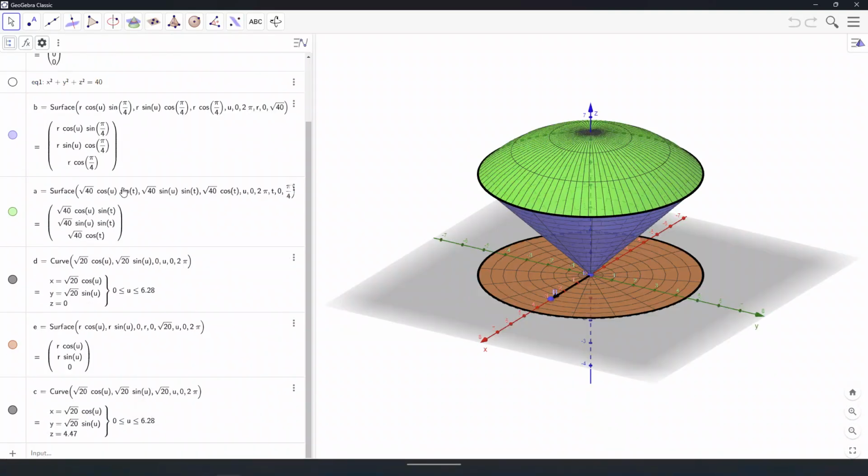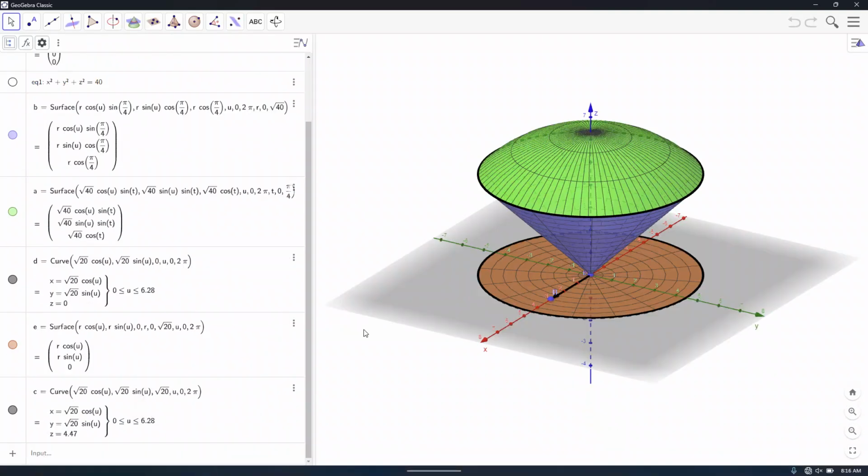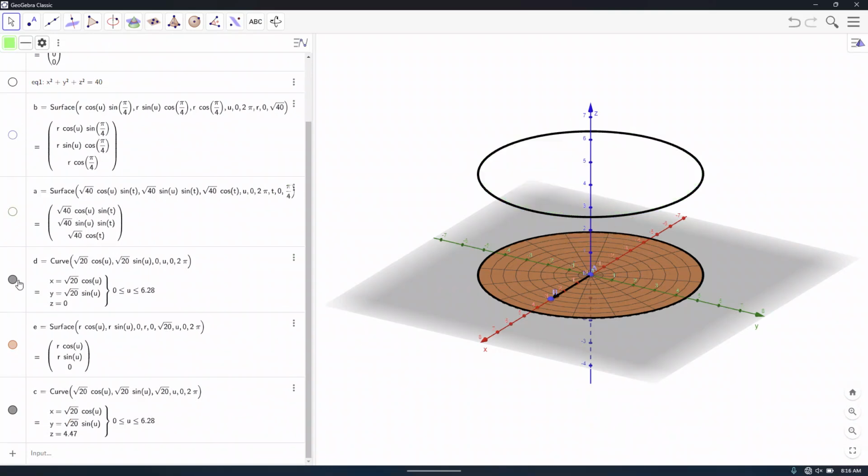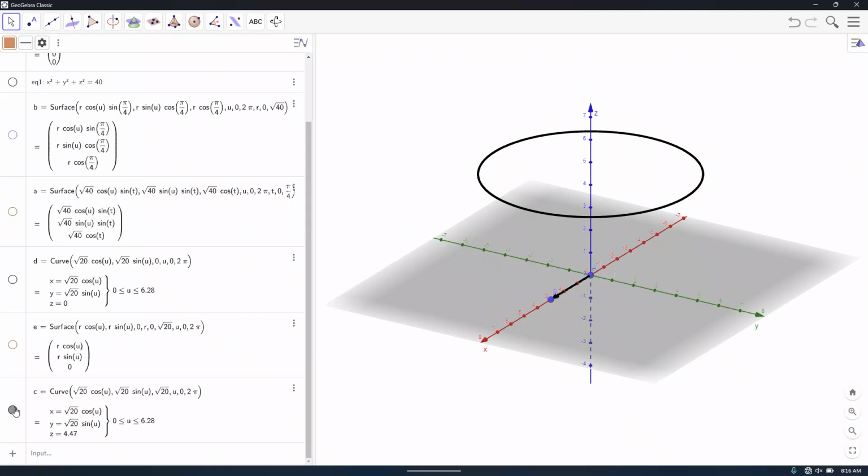Right. Hey, there you go. So this is how it's going to look. Let me see if I can turn all this off. Okay, yes. So we can see what's going on.